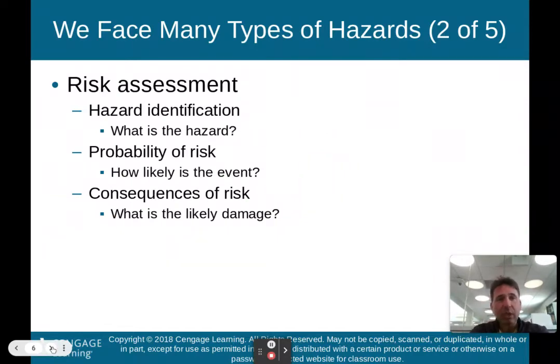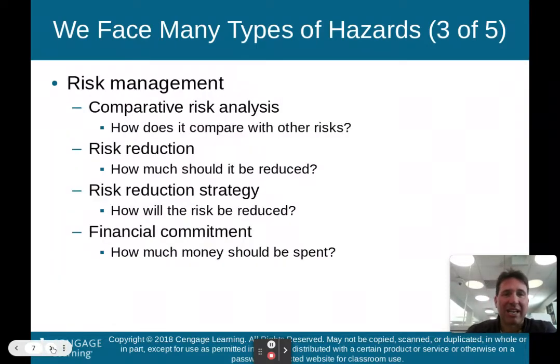All right, so what do we do in a risk assessment? We basically identify the hazard. What is it? We then calculate its probability. How likely are we going to have to deal with that risk or that event? And then the consequence of that risk. What is the likely damage, and how are we going to mitigate that damage? So that's what our risk assessment does.